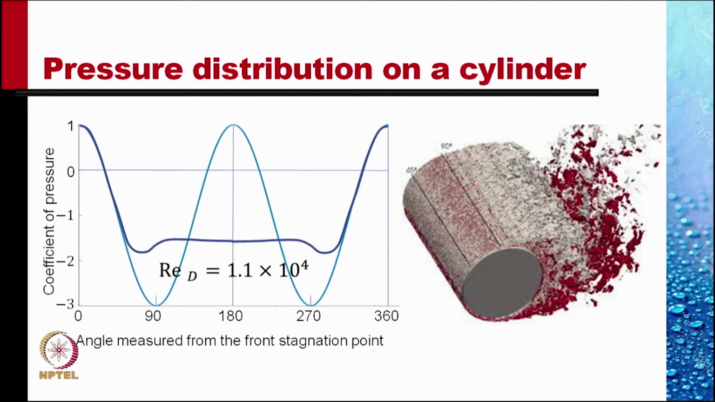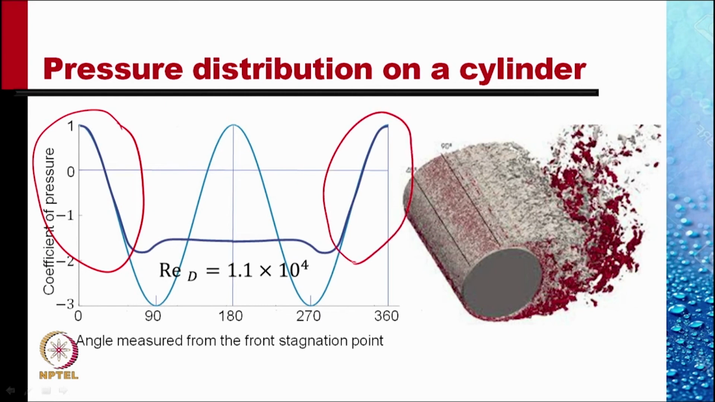You notice that the pressure in the front of the cylinder, both these areas are the front of the cylinder, are very close to the irrotational flow, inviscid flow distribution. But the flow separates in this region, and that is reflected here.